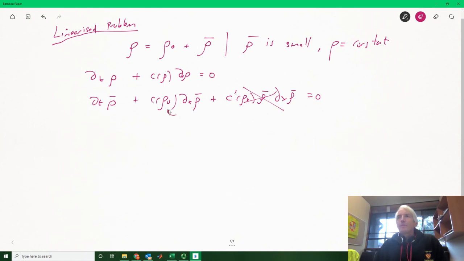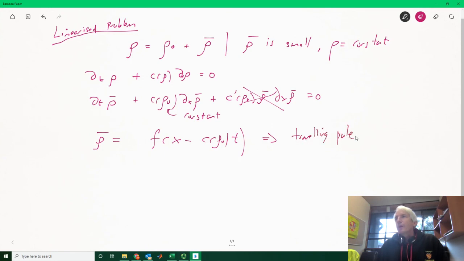So this is a constant. You can see here now why it's speed here, because the solution is simply a first order wave equation, f of x minus c of rho naught t. So this is a wave equation. So it's moving either to the left or the right, depending on the sign of c of rho naught. So it's a traveling pulse.